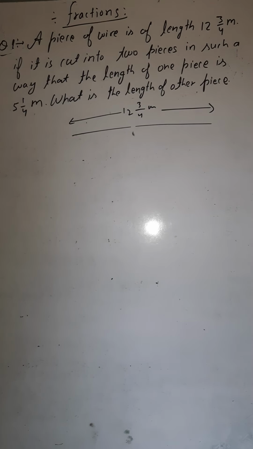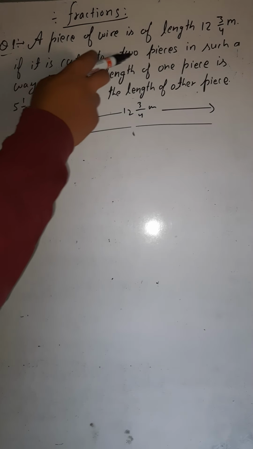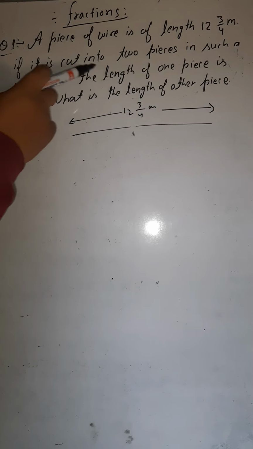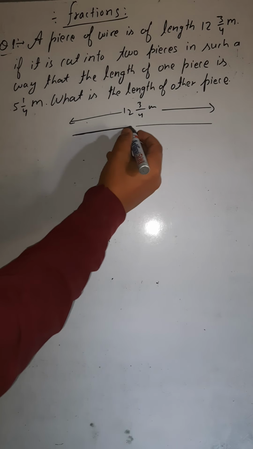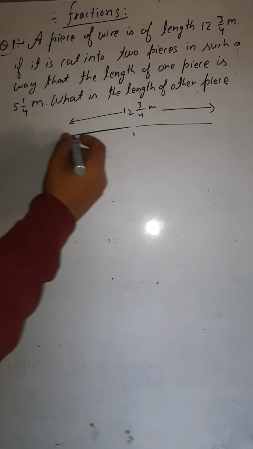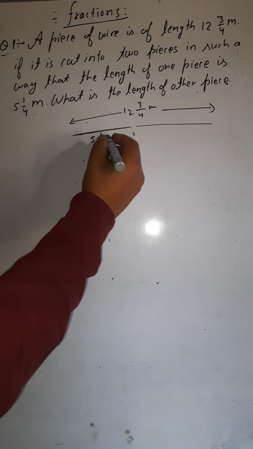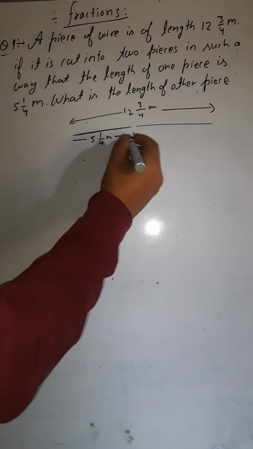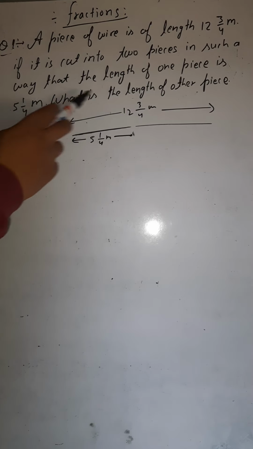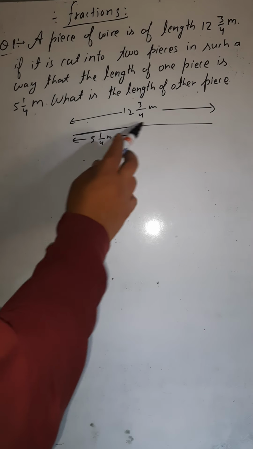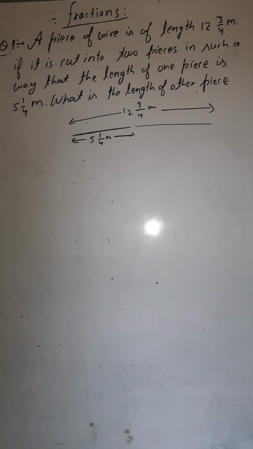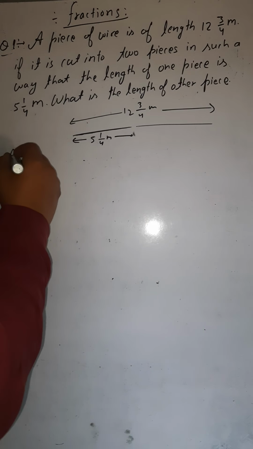Now you have been given, if it is cut into two pieces in such a way that the length of one piece, let's say this is the first piece from here to here, is 5 whole 1 by 4 meter. This is the length of the first piece. What is the length of the other piece? You have to find the length of the other piece. So how will you find this length?